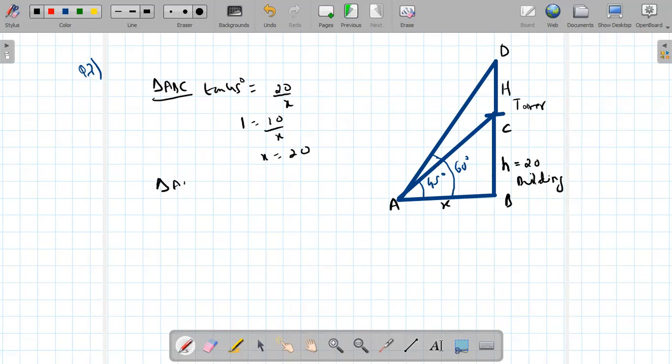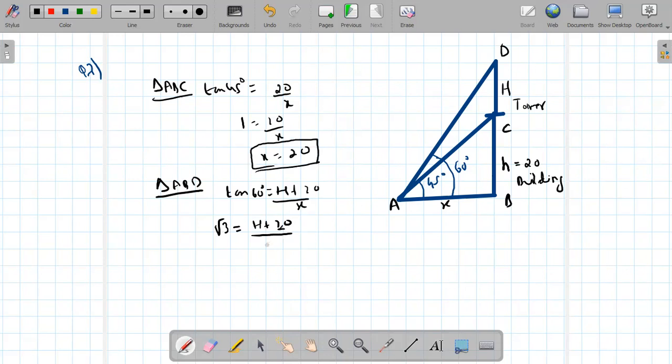Then I'm going to take the triangle ABD. Remember, we have to take all right angle triangles. So when we take triangle ABD now, we get tan 60 is equal to h plus 20 upon x. Because this height is h and this height is already given to us as 20. So h plus 20 upon the base is x. Put the value of tan 60, root 3. So h plus 20 upon the value of x we have already found out here as 20. So I'm going to substitute that here.